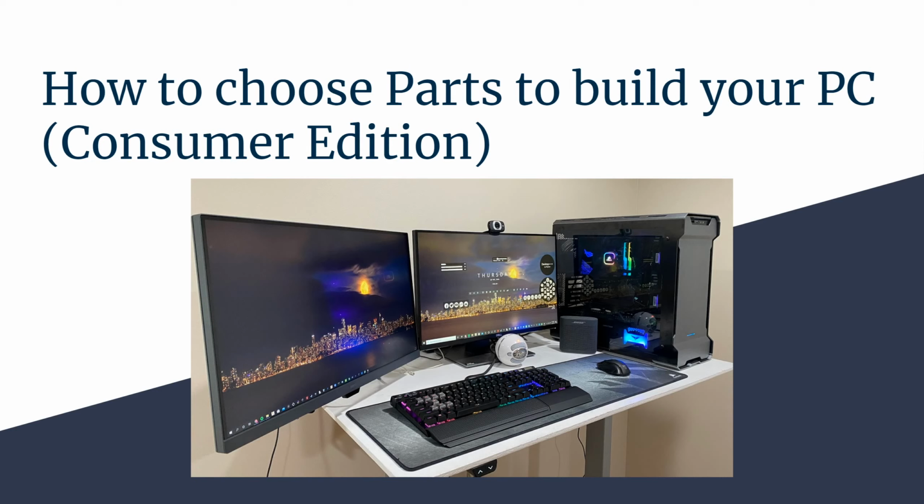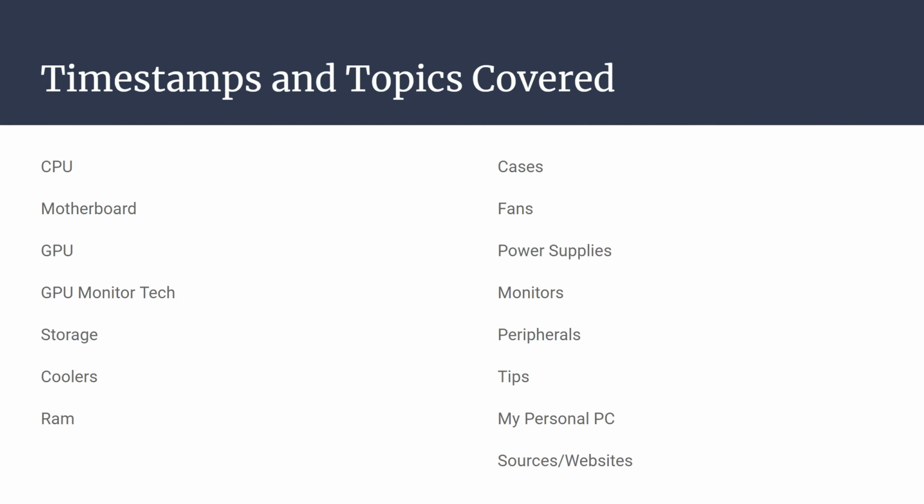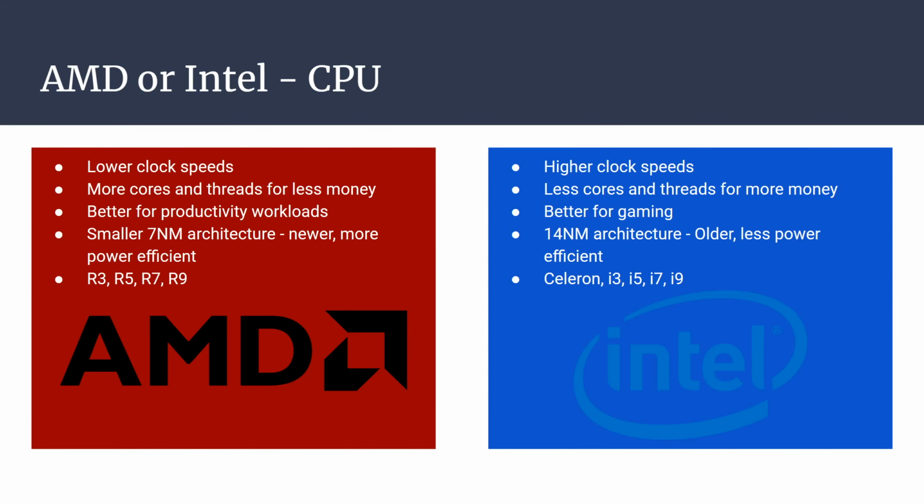It's Shrikar, and today we're going to talk about how to choose parts to build your PC, Consumer Edition. I'm going to have timestamps of each part of the PC in the description. So if you're interested in learning about a specific part, you can skip to that, or if you want to know about everything, just stick around and watch the whole video. So let's get into the first part, which is the CPU.